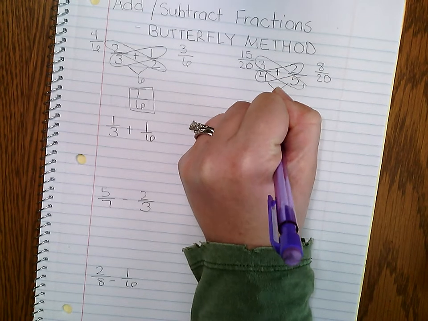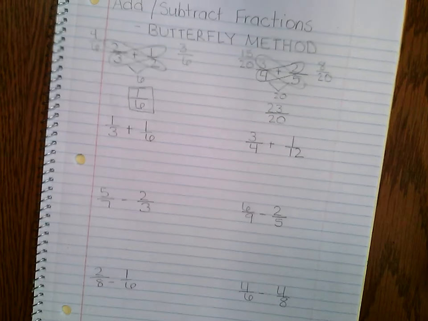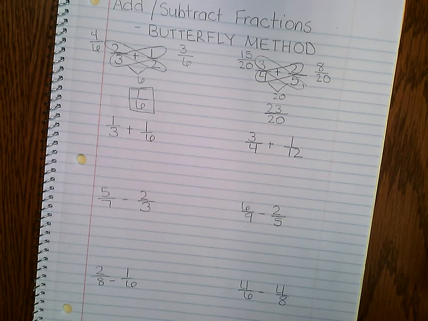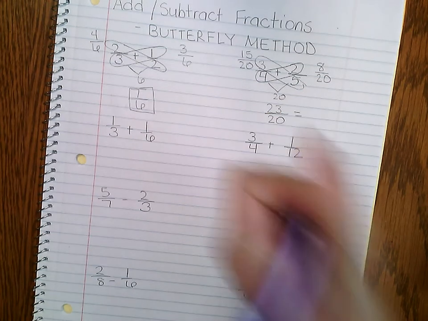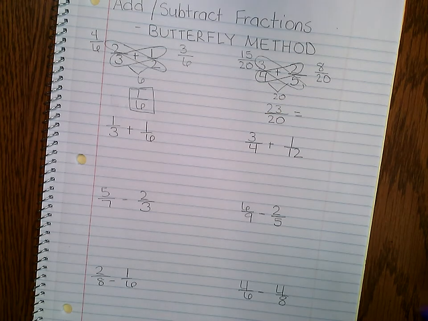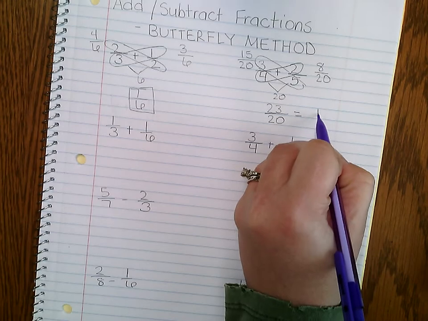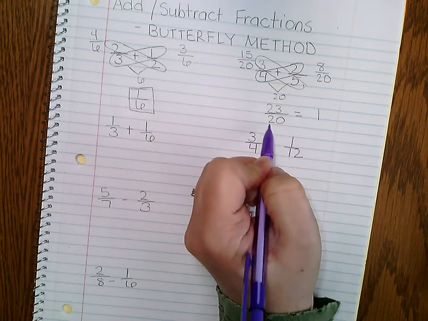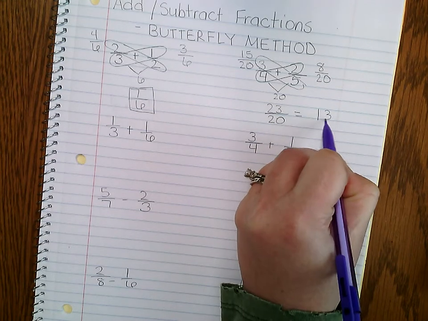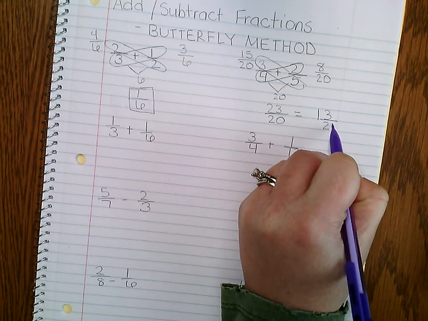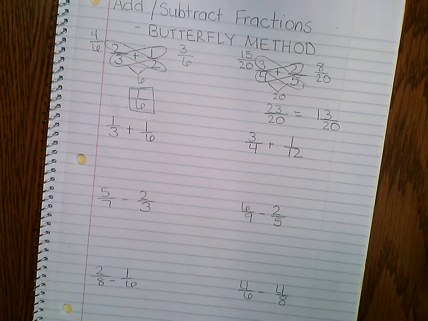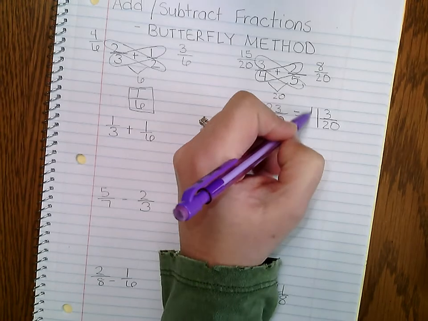Here I get 23/20. Now that's what's called an improper fraction, when the numerator is bigger than the denominator. So we want to reduce that, which means we ask ourselves, how many 20s are in 23? Well, I know that that is only 1. And then from 20 to 23, there are 3 left over. So 1 and 3/20 is my answer for that problem.